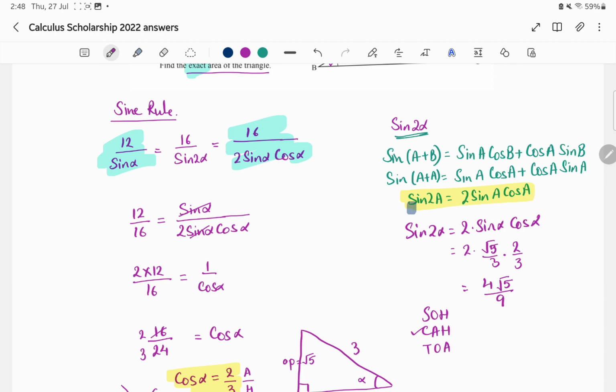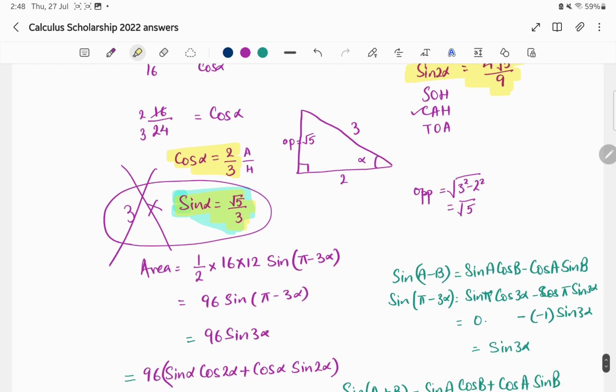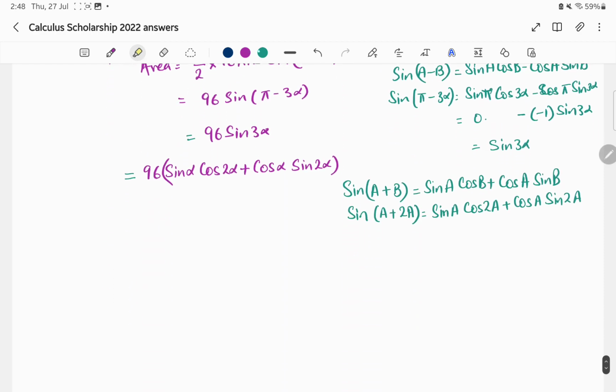We do not have cos 2 alpha here, but we can use a similar identity to get that. So let's write here sine 2 alpha, and we have that value as well. So we have got 3 values. We only need cos 2 alpha. To find that, let's use cos a plus b is equal to cos a cos b plus sine a sine b.